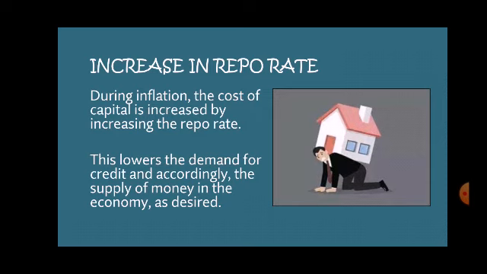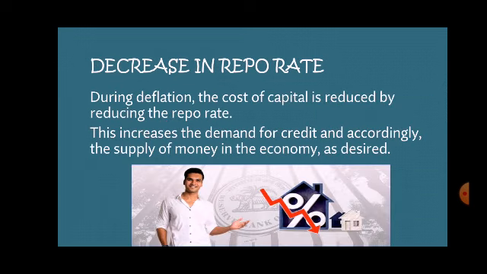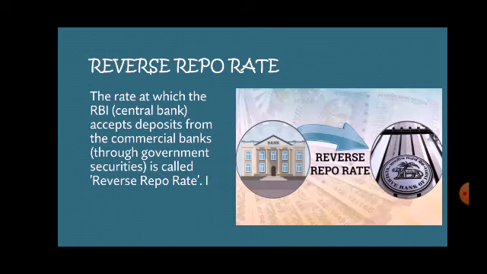During inflation, the cost of capital is increased by increasing the repo rate. This lowers the demand for credit and therefore the money supply in the economy also decreases. Whereas during deflation, the cost of capital is reduced by reducing the repo rate. This increases the demand for credit and as a result the money supply in the economy also increases.